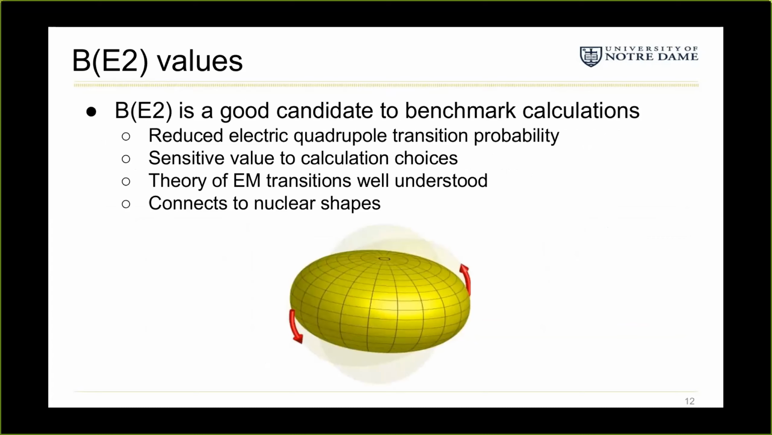The BE2 is a good candidate to benchmark these calculations for a variety of reasons. BE2 is a reduced electric quadrupole transition probability. The BE2 is a sensitive value to calculation choices. As already shown, it can distinguish between different interactions in certain cases, and we have seen it to be sensitive to differences in these calculations.